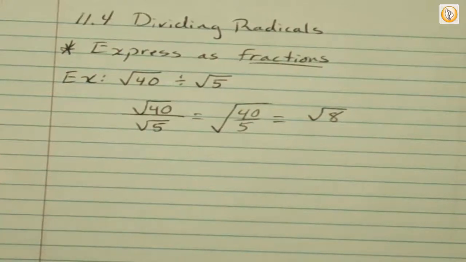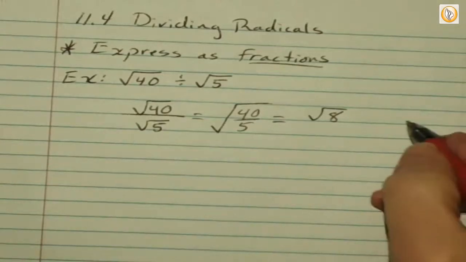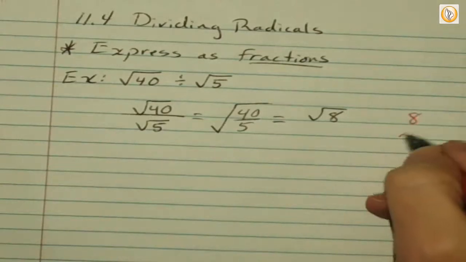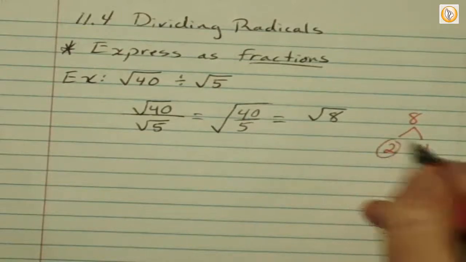And that's your answer? No. Is that simplified, Franz? No, it's not. How do I simplify it? You need a 2 times 2 times 2. Okay, we need to do our factor tree. And we have 2 times 4.